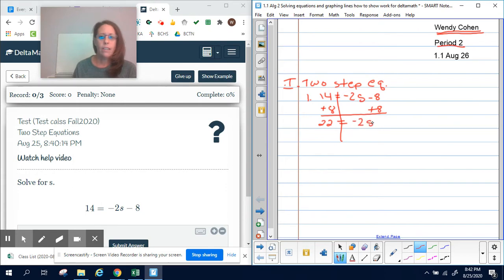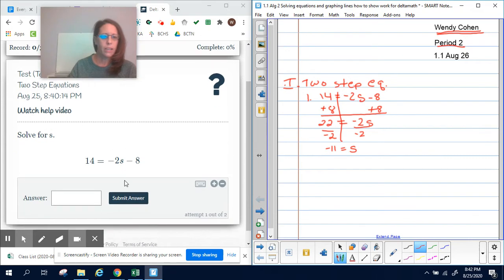And then the letters on the right side, they're multiplying by negative 2. So the inverse operation is divide by negative 2. Do the arithmetic on the left, equal sign in the middle. This makes 1 times the letter s. Over here in Deltamath, I'm going to enter my answer, negative 11.